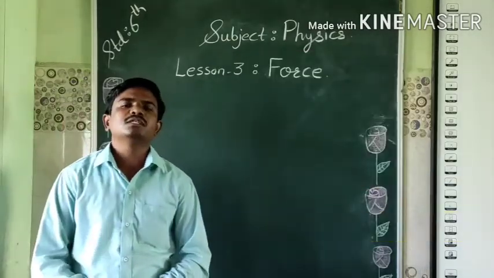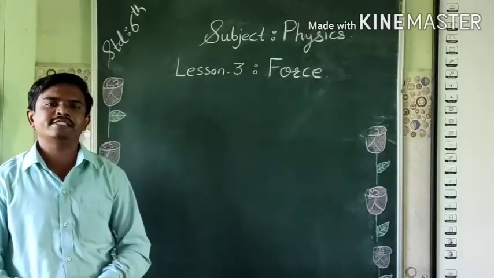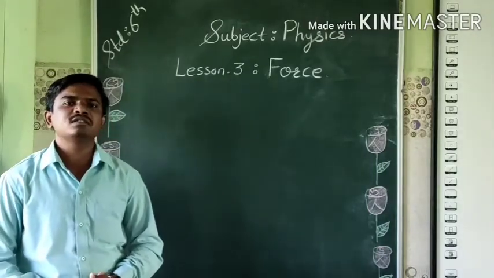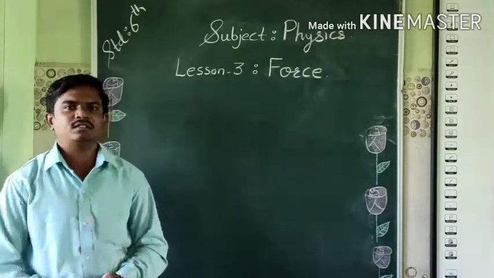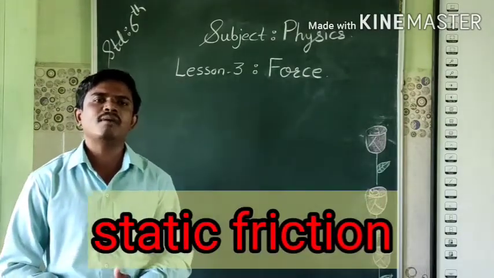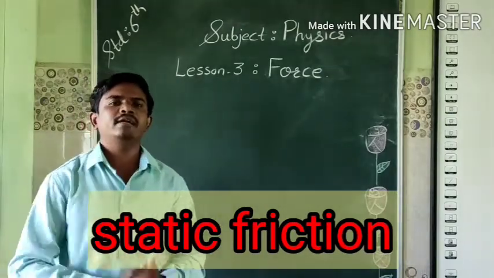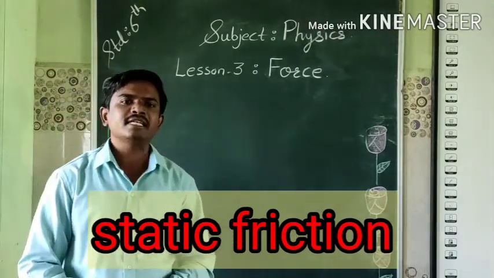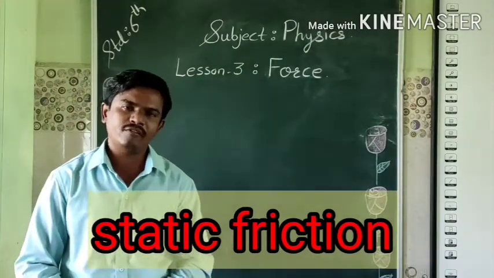Now we will talk about the kinds of force of friction. There are three kinds of force of friction. First, static friction. Second, sliding friction. Third, rolling friction. What is static friction? The maximum opposing force between the object and the surface in contact with it, so long as the object remains stationary even on applying an external force, is called static friction.